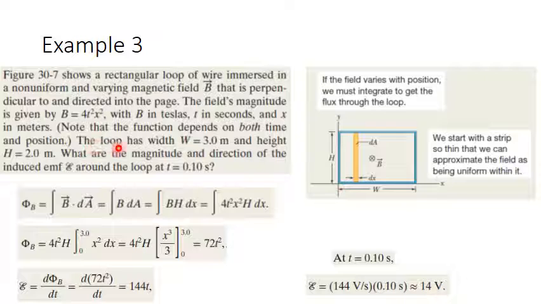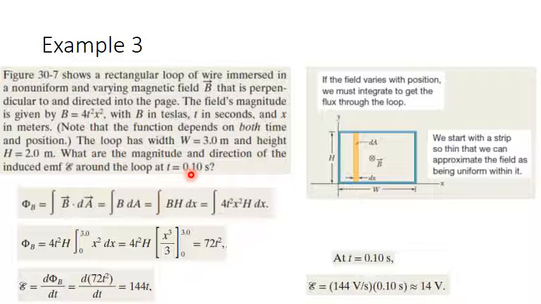The loop has width W equals 3 meters. Its width in the x direction is 3 meters, and height h equals 2 meters. Its height in the y direction is 2 meters. What are the magnitude and direction of the induced EMF around the loop at time t equals 0.1 seconds?